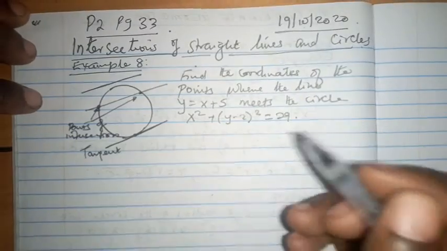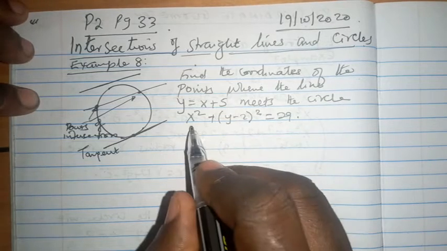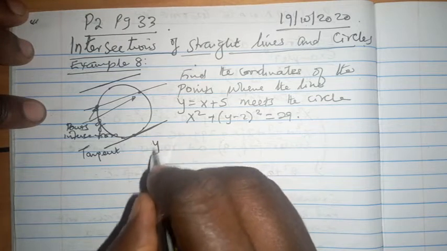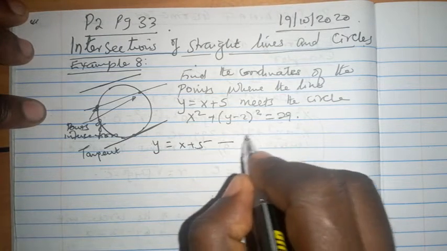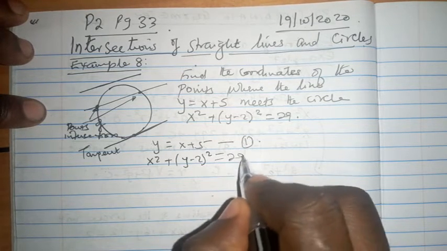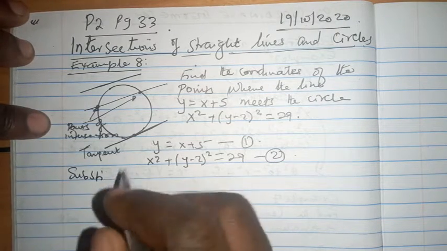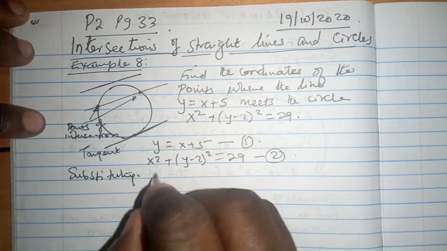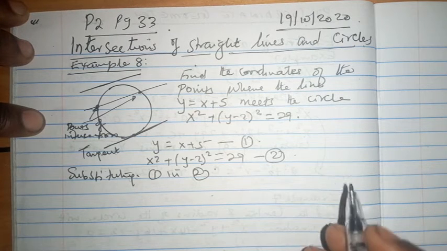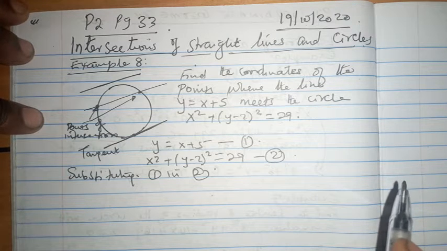So in this one, we know this is y is equal to x plus 5, and the equation of the circle is x squared plus (y minus 2) squared is equal to 29. If we call y is equal to x plus 5 equation 1, and x squared plus (y minus 2) squared is equal to 29 equation 2, we can easily say substituting 1 in 2. That is the best thing we can do. We solve simultaneous equations by the substitution method.